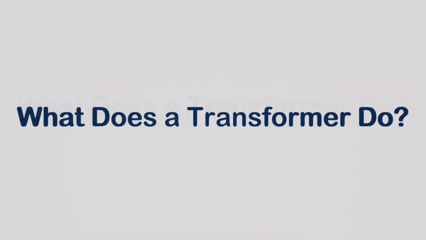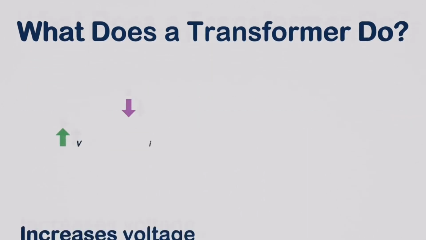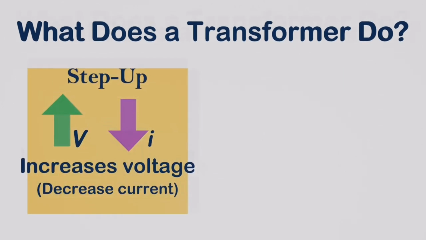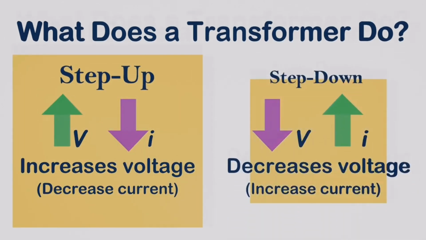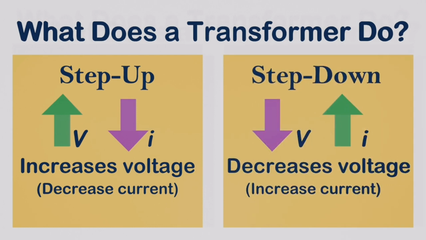What does a transformer do? Transformers are incredible devices that enable us to achieve two primary functions. Increasing voltage while decreasing current, these are called step-up transformers. Decreasing voltage while increasing current, these are called step-down transformers.